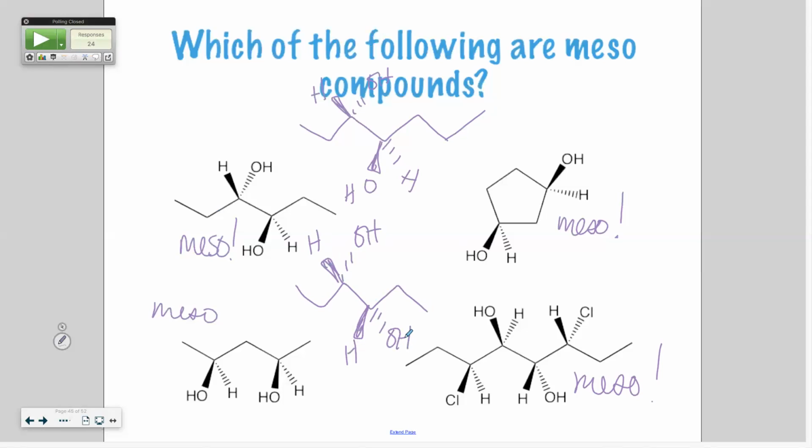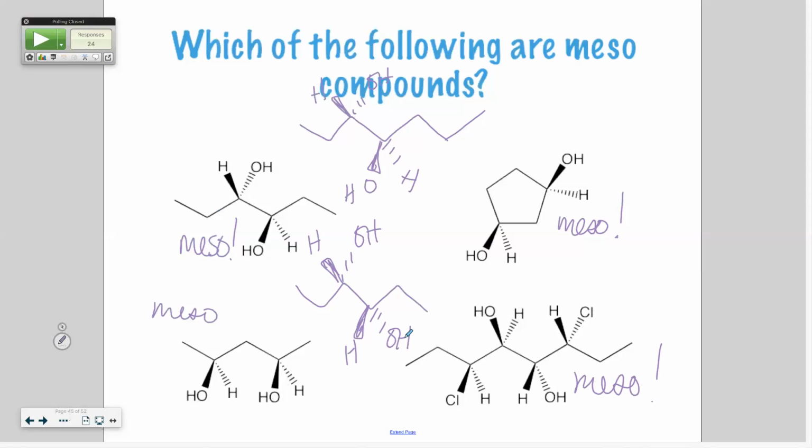Is that one meso? How are you going to decide? What do you got to do? Because now we don't have 2 different groups. All 3 groups are the same. Agree? So this one I have going like this. And this goes down here. And then that goes down. All right, so I got it like that.